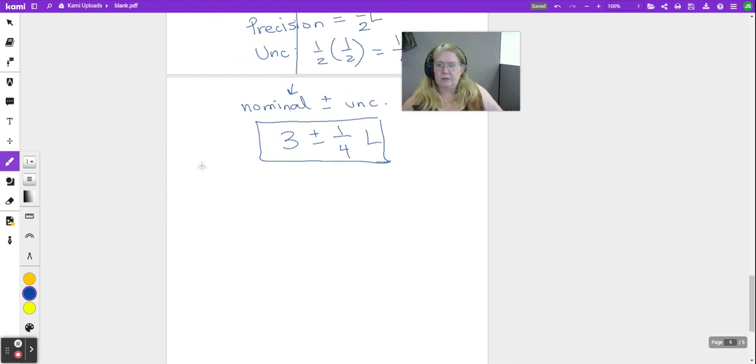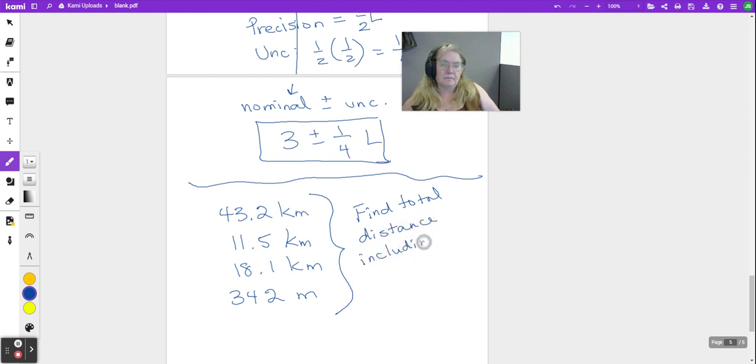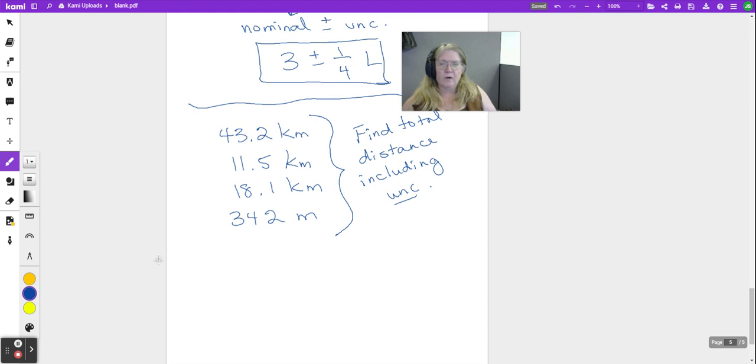Now what happens in measurements? Let's go distances. Let's say you're traveling somewhere and you tell me that today you went 43.2 kilometers and so on. I just need some other distances. And let's even really make you think. And I ask you to find the total distance, including the uncertainties. That means we have to think about, for each of these, what is the uncertainty?